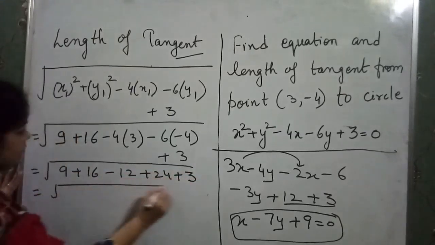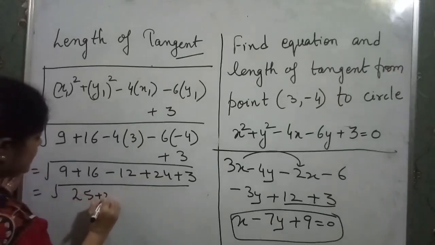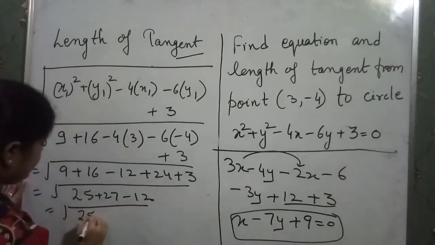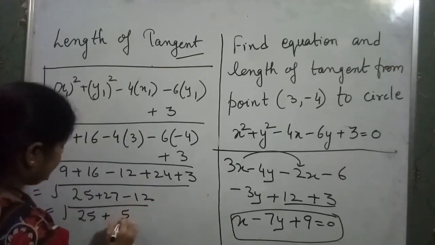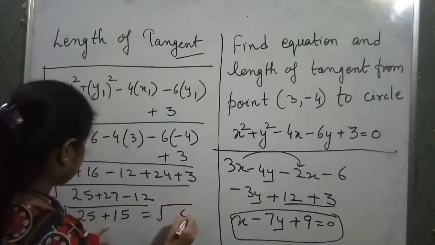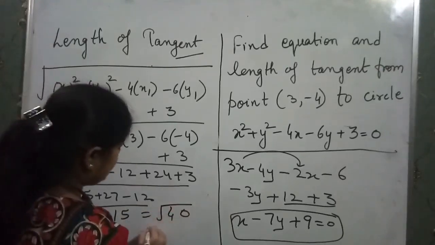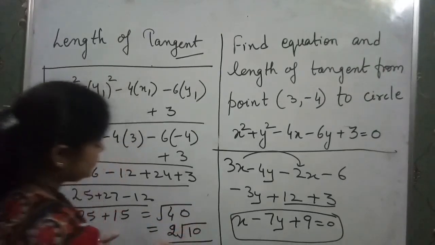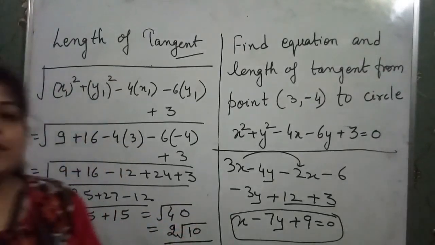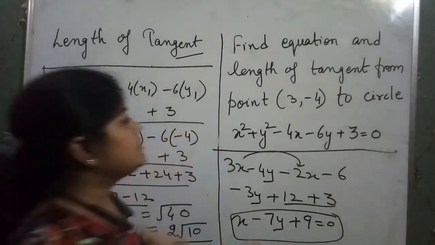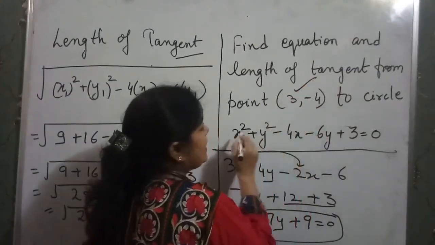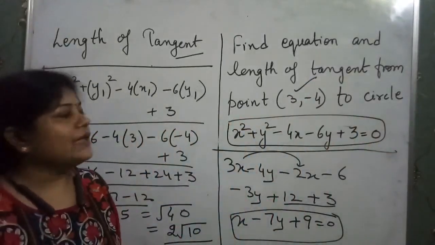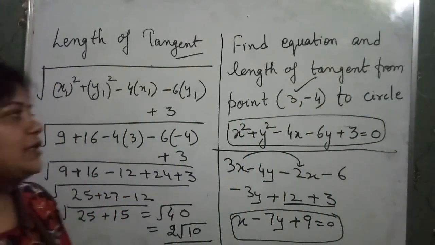So we have 25 plus 27 minus 12. So now we have 25 plus 15, that is 40. Under root 40, that means 2 under root 10. So this is the length of the tangent. That means how do we find the length of tangent? We simply put the coordinates of x and y in the given equation of the circle and take the under root of that. Clear? Now I am proceeding to the next question.